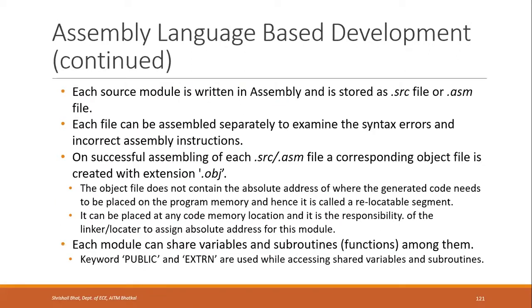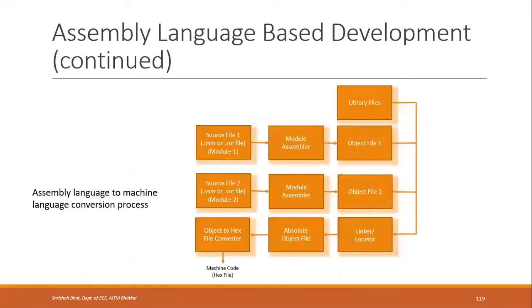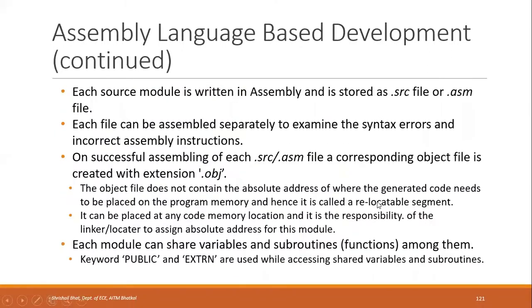Each source module is written in assembly and is stored as a .src or .s or .asm file. Then they can be assembled separately to examine the syntax errors and incorrect assembly instructions. By checking the errors, you can correct them and assemble again if it is showing any errors. On successful assembling of each .src or .asm, a corresponding object file is created with the extension .obj.